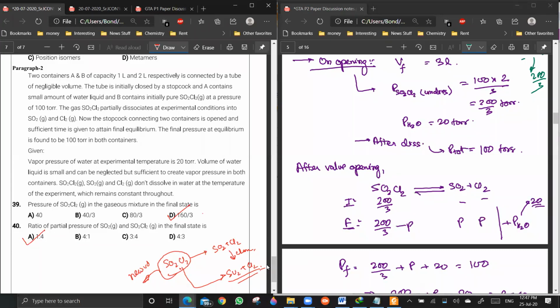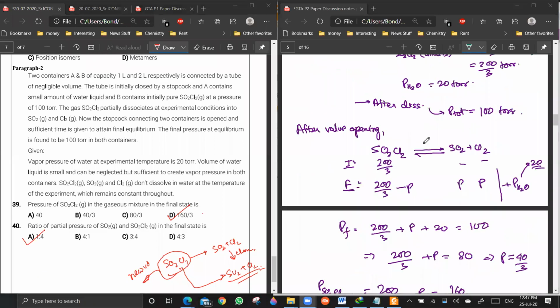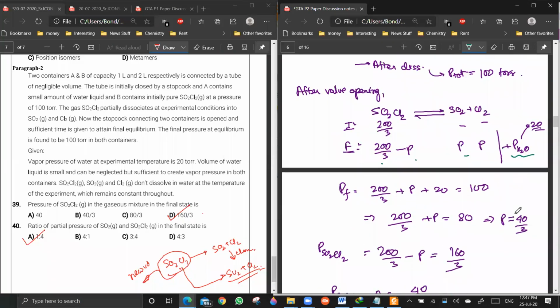Okay, sir. So I am using 200 by 3. It will be giving 200 by 3 minus P, P and P. And you see, the vapor pressure of water is always there. It does not depend on volume. It only depends on temperature, which is constant throughout the experiment. So I can write the final pressure at the final equilibrium.